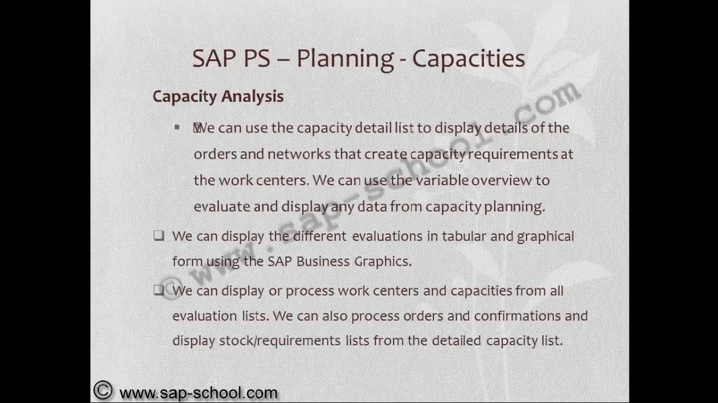We can use the capacity detail list to display details of the orders and networks that create capacity requirements at the work centers. We can use the variable overview to evaluate and display any data from capacity planning. We can display the different evaluations in tabular and graphical form using the SAP Business Graphics. We can display our process work centers and capacities from all evaluation lists. We can also process orders and confirmations and display the stock requirements list from the detailed capacity list.